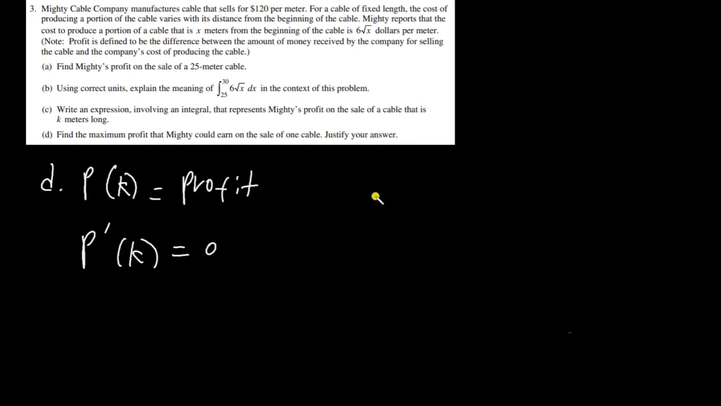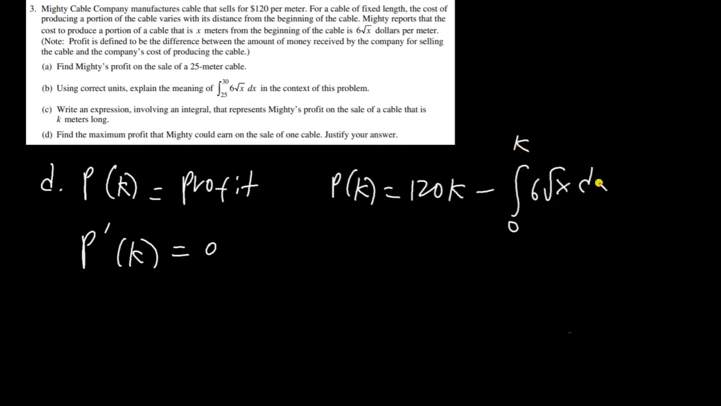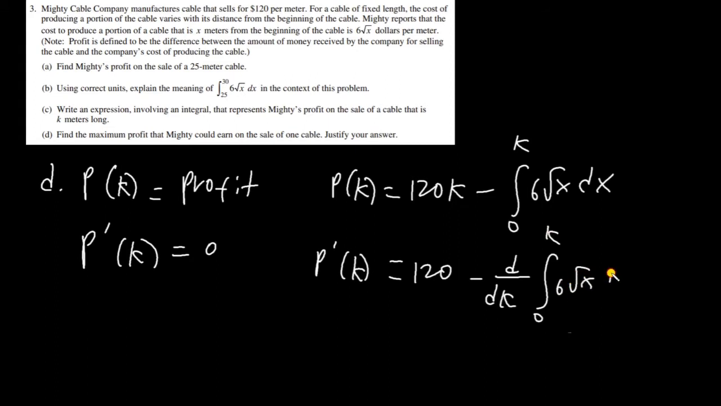So from the beginning, from part C, we can say that P of K is going to be 120K minus the integral from 0 to K of 6 square root of x dx, right? Now to find P prime of K, we'll take the derivative of this. So 120K will become 120, and this will become the derivative with respect to K of the integral from 0 to K of 6 square root of x dx.